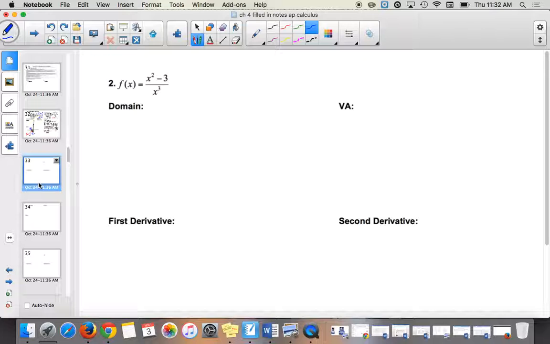Vertical, horizontal. All right, so our domain is going to be -infinity to infinity. No, what can I not have? 0. So -infinity to 0, 0 to infinity. Vertical asymptote is at x equals 0. Set your denominator equal to 0.